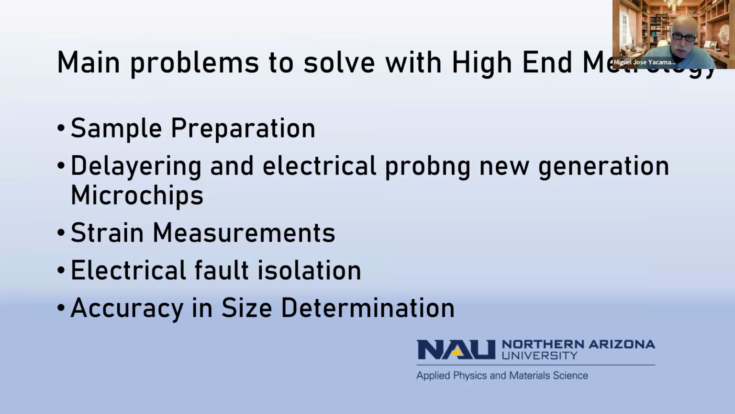And when you analyze it, you have to go layer by layer, and you have to delayer the thing to probe the new microchip. The next one is the strain measurements, because if you have a strain in the interfaces between semiconductors, that introduces a malfunction and, in fact, it seriously limits the performance. And then, of course, you have electric fault isolation, and finally, accurate size determination. And the size is very important, and you were talking about smaller and smaller, and then the accuracy of the measurement has to be done.